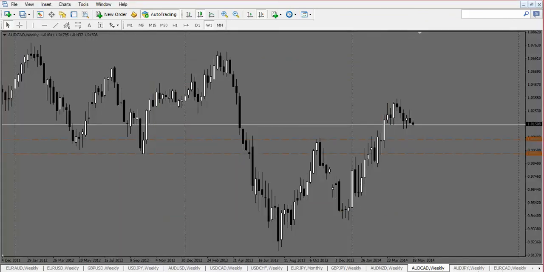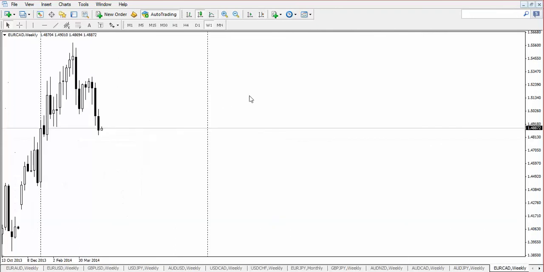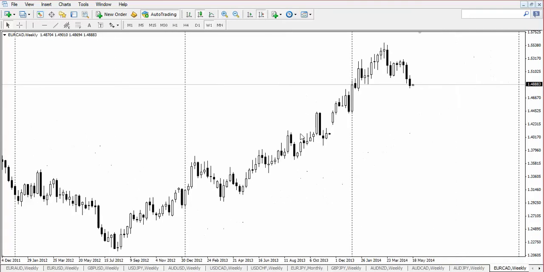So Aussie yen, nah, it just doesn't look good to me at the moment. Euro CAD, I'm in this short already. I think there's a good chance that this could drop significantly, so I'll be keeping my shorts open. I've discussed that in previous videos anyway, but we'll keep it light.